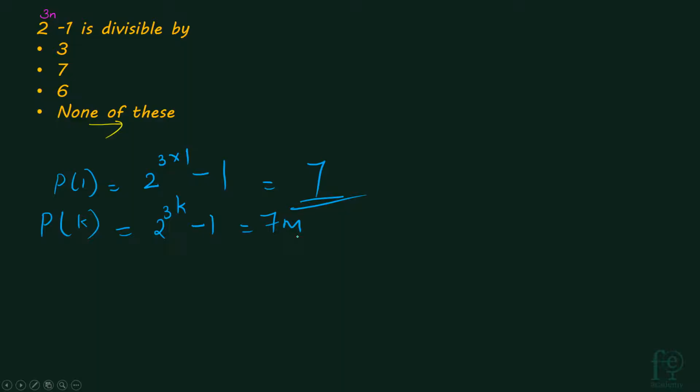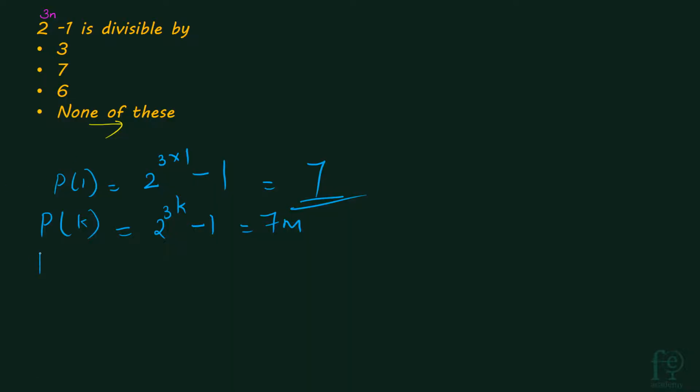Because there is an option none of these. You cannot just give the answer as 7 because none of these option is there. So only if P of k plus 1 is also true, you can conclude that 7 is the correct answer. For our previous question, there was no none of these option, so you can straight away go to the answer. But here, there is a none of these option. So you have to go to the second step also.